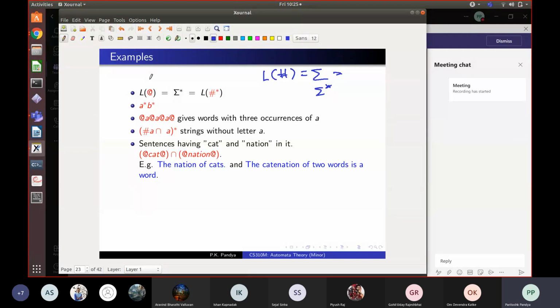So actually we need not have this at in our pattern language. We could have replaced it by hash star. Wherever at occurred, you could have replaced it by hash star. You did not need at in your language. It is just an abbreviation if you like. So is this point clear to you?